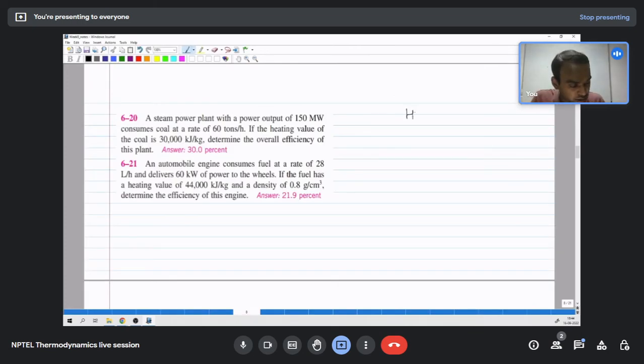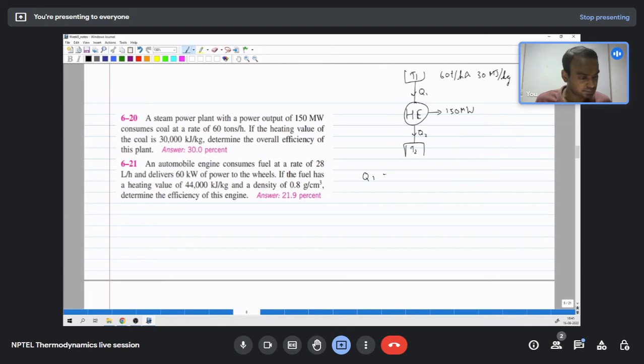I would draw the schematic. We have a heat engine, which is a steam power plant, and the power output is given as 150 megawatt. Some heat is transferred from a high temperature reservoir, which is given by coal, and this coal is given as 60 tons per hour, and the coal heating value is 30 megajoules per kg. So now we can calculate this Q1.